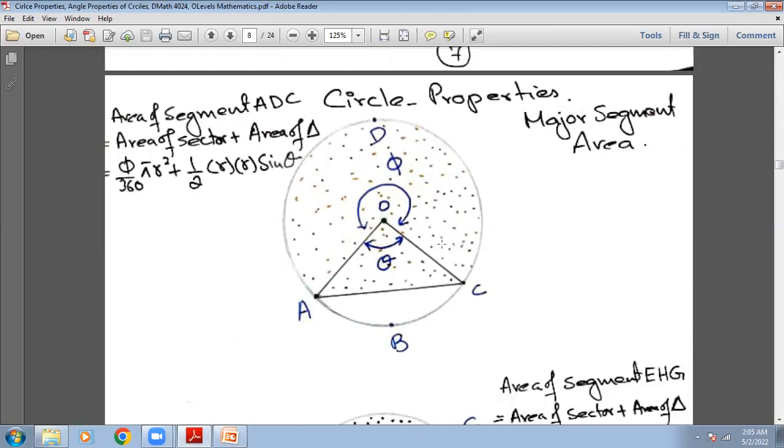So if you want to find out the area of this major segment, you will have to find out the area of the major sector and then add the area of this triangle in it. So the area of the segment ADC will be area of the sector plus the area of this triangle. The angle subtended by the major sector is phi, and the angle subtended by this triangle here is theta. So it will be phi by 360 pi r square plus 1 by 2 into r into sine of theta.